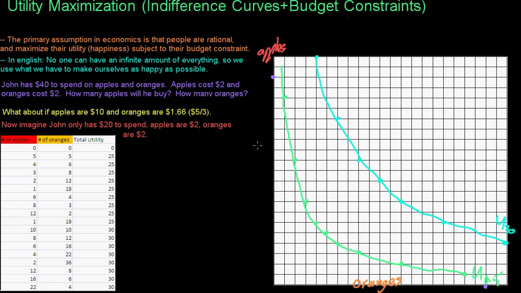So I tried to take this out of economics speak and into English that most people would understand. The best that I could do is that no one has an infinite amount of everything. We know that. That's just how life is. So we use what we have to make ourselves as happy as possible. That as happy as possible is that we maximize our utility. And the use what we have is that we are subject to a budget constraint, so we can't have everything.